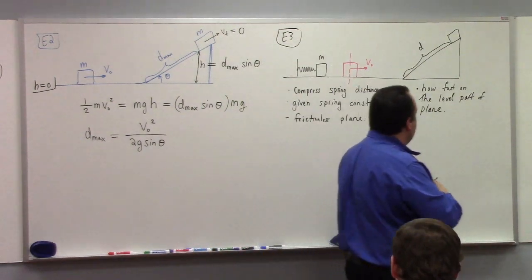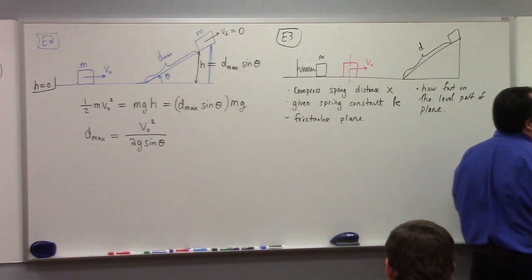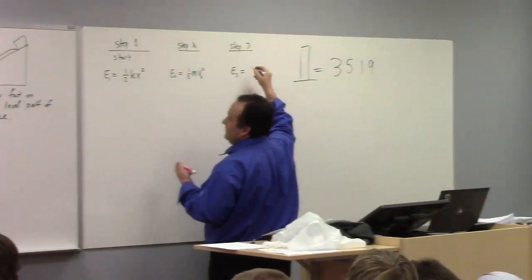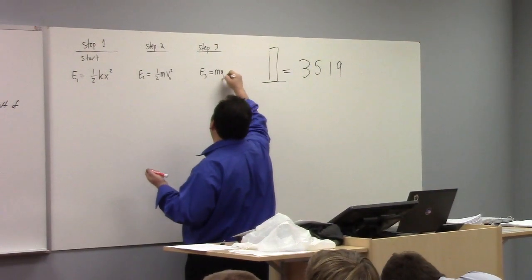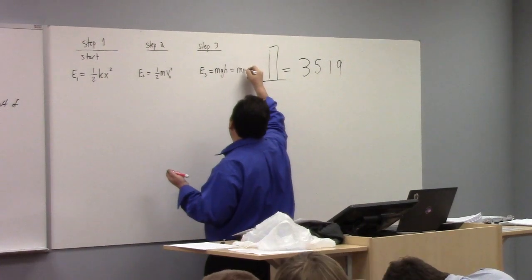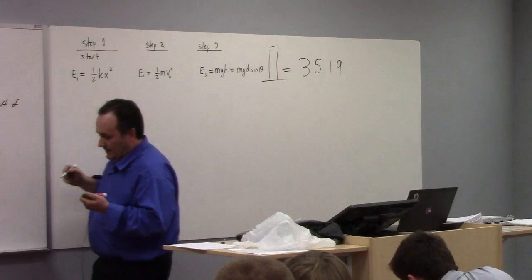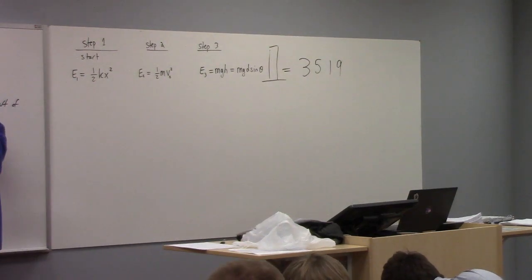And how about step 3? Once it reaches the max, what's the energy equal to? Well, mgh, right? But as we discussed, that would be mg d sine theta, wouldn't it? I guess I should give us an angle, huh?